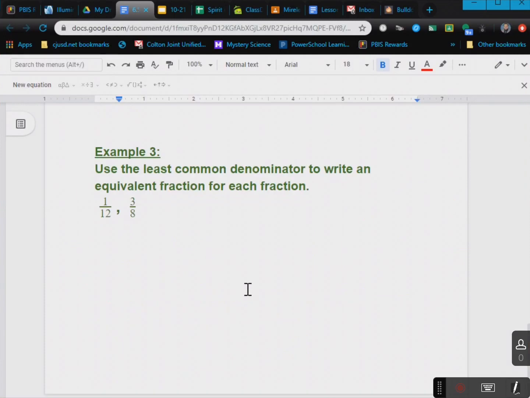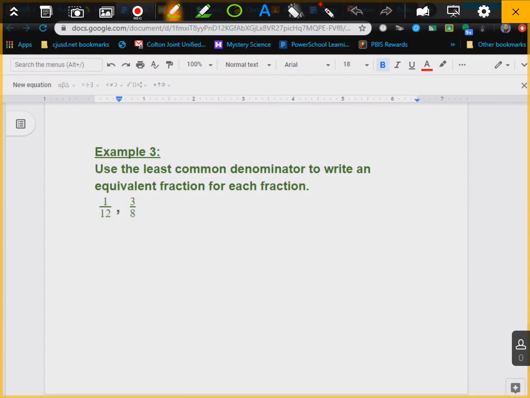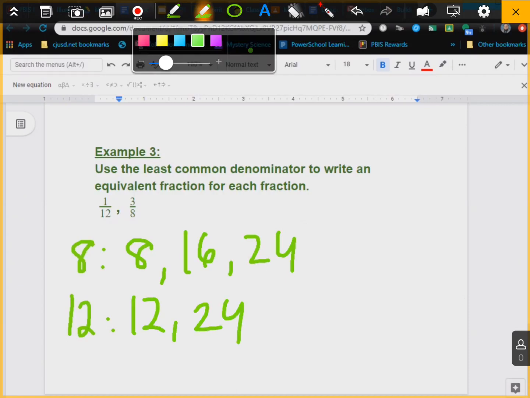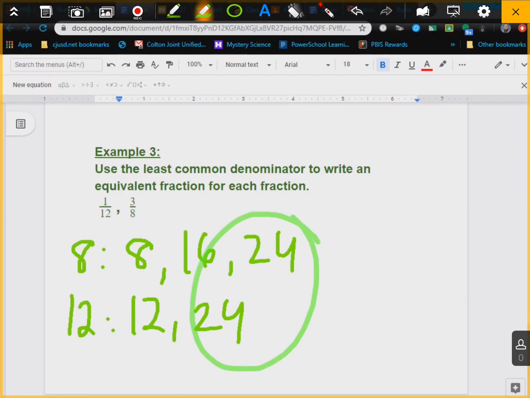It's the same as example number 2. It says use the least common denominator to write an equivalent fraction for each fraction. So we have 8 and we have 12. I'm going to list the different multiples of each one. 8 times 1 is 8, 8 times 2 is 16, 8 times 3 is 24. I'm going to stop there. 12 times 1 is 12, 12 times 2 is 24. I'm going to stop there. I know that they both have 24 in common.